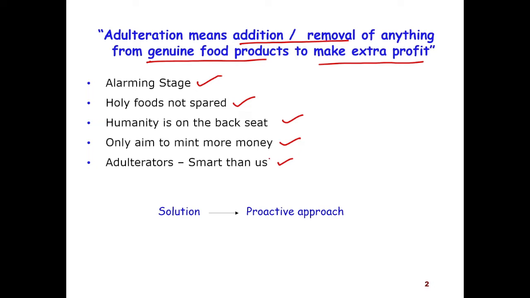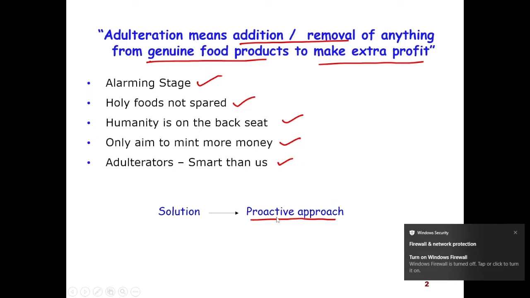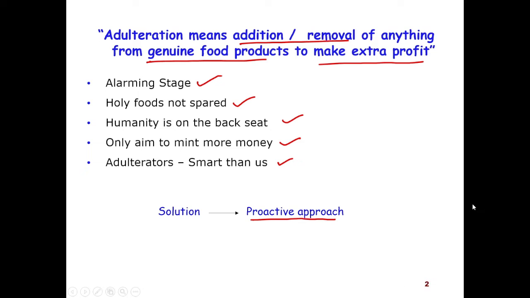Here we develop a method to detect any adulterant in ghee, and they are ready with a new adulterant for its addition in ghee. So the adulterators are very smart. The only solution is that we have to follow a proactive approach. We have to develop a robust method so that we can detect adulteration of different foreign fats in ghee.